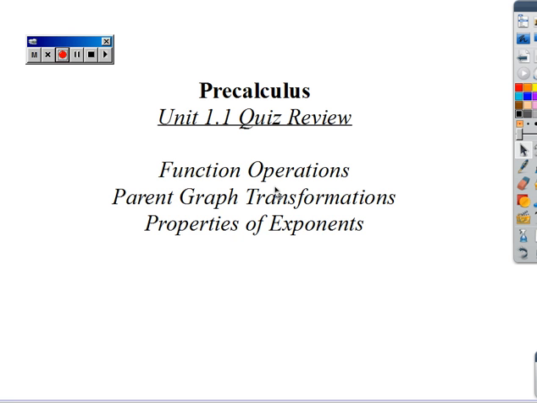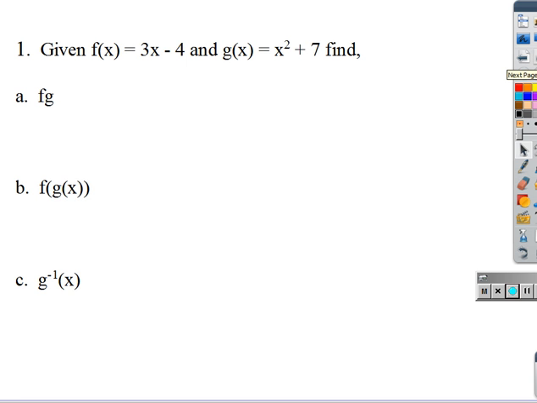Here we are with the Unit 1.1 quiz review. This will be your first quiz of the year, so first sort of official assessment here of what we know, what we're doing. The topics will be function operations, graph transformations, and properties of exponents. First, let's take a look at some function operations.